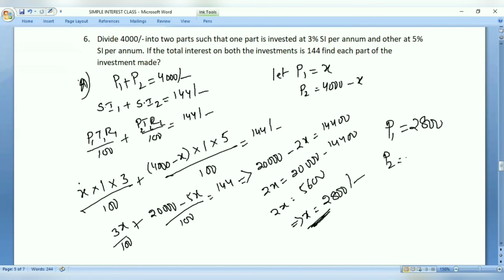What is the value of P2? 4,000 minus x. That is 4,000 minus 2,800. So it becomes 1,200. So first part is 2,800. Second part is 1,200. Total together equals to 4,000 rupees. This is what we have earned. Okay. So from the formula, from the interest that is given, this is how we will solve the question.